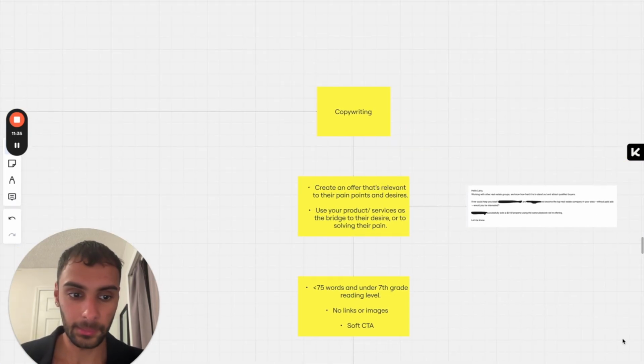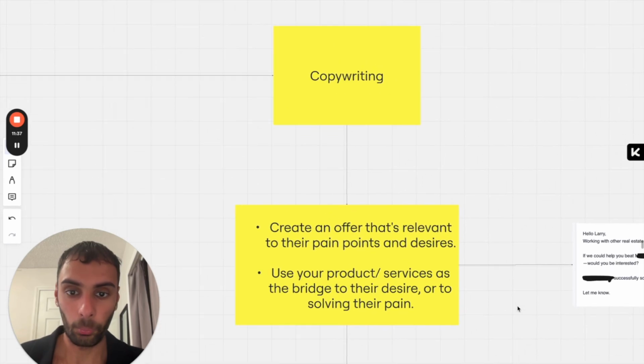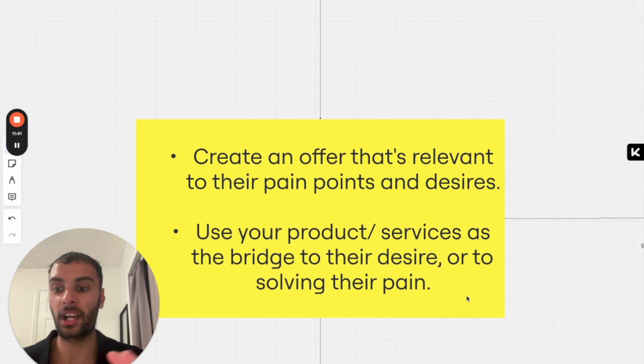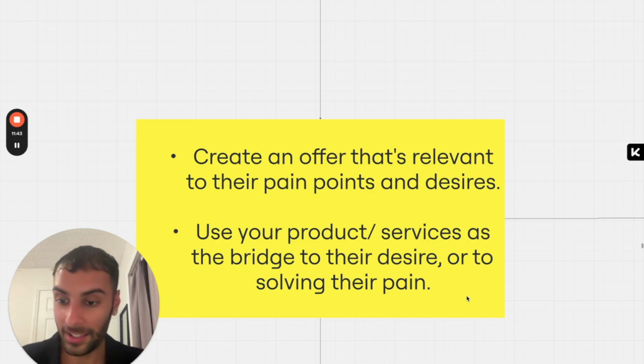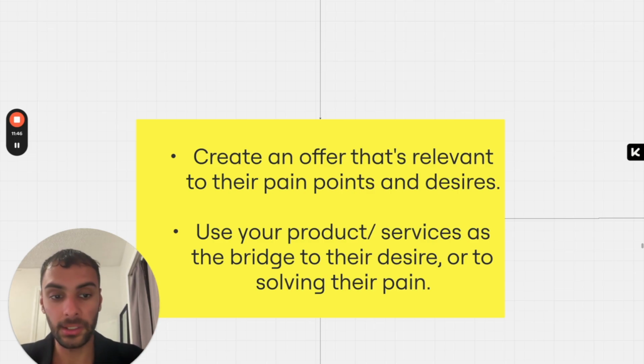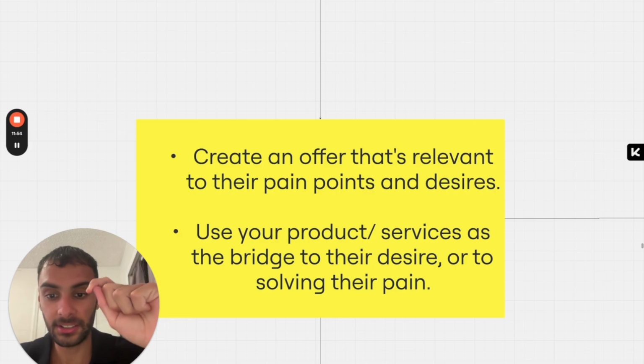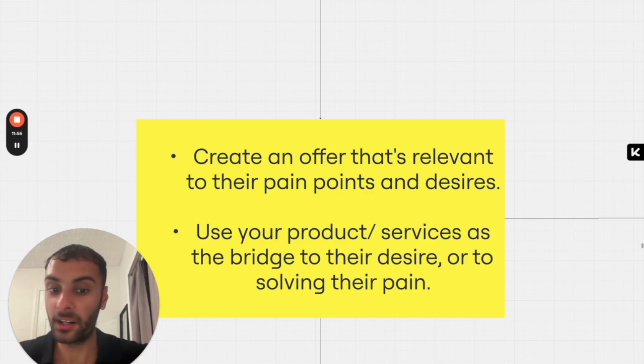Then finally, in terms of copywriting itself, what you're going to do is create an offer that's relevant to their pain points and desires. So again, the reason why that last step is very important is because you can extract the exact pain points and desires that your target market has, and essentially your offer or services can be a bridge to their desire or to solving their pain.